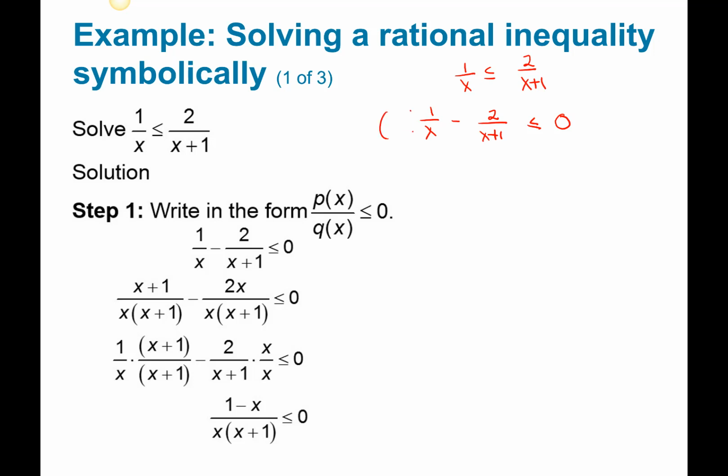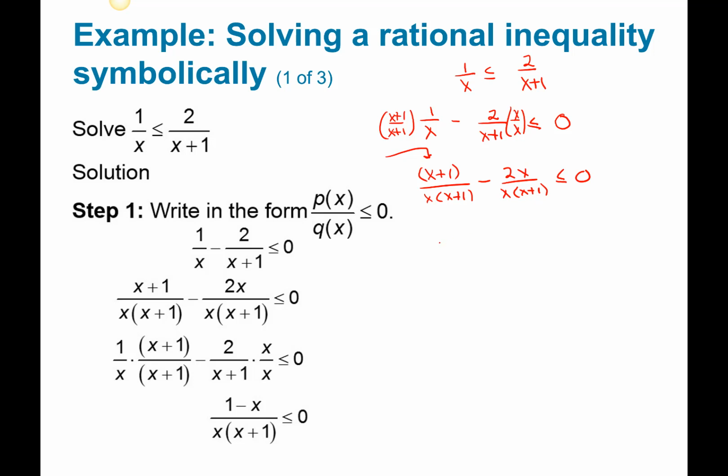To get a common denominator, multiply the first one by the x plus 1 over x plus 1, multiply the second one by x over x, and you're going to have x plus 1 over x times x plus 1 minus 2x over x times x plus 1 less than or equal to 0. Now be careful. In the first term, there's an x plus 1. Should I cancel those? We can cancel them, should I? No, because if you do, it'll get rid of your common denominator. Oh, yeah, I guess not.